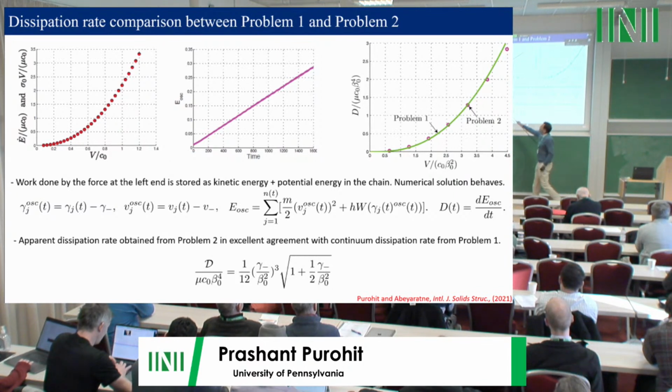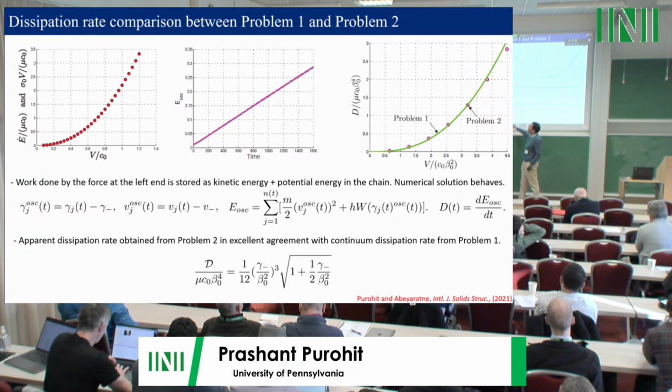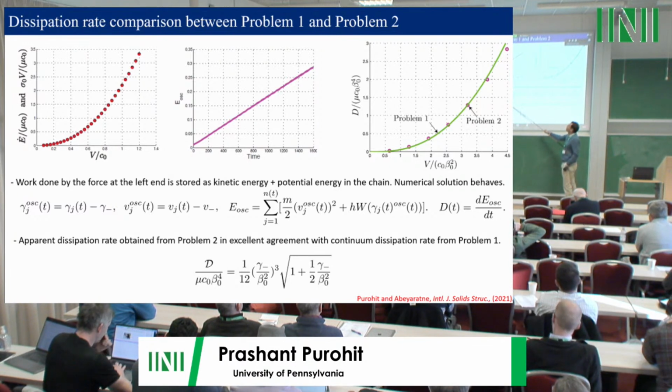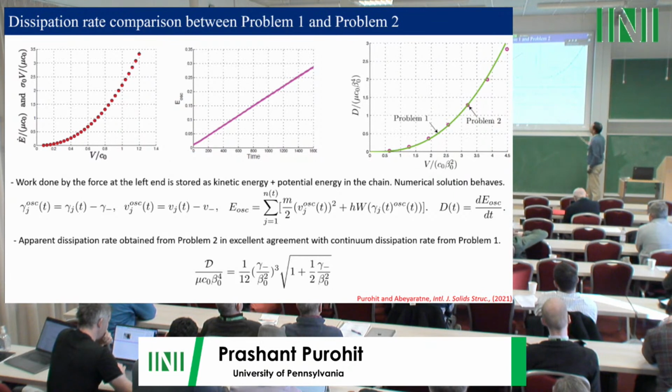So once we know that the discrete system is conserving energy, I define two other quantities. Gamma oscillation is gamma_j for the jth spring minus gamma minus. Gamma minus was the solution obtained from the continuum problem, or it is the solution that you see far behind the dispersive shock wave. V oscillation is defined in a similar way. And then I compute the energy in the oscillations in a particular manner. Okay, so this is how I compute it.